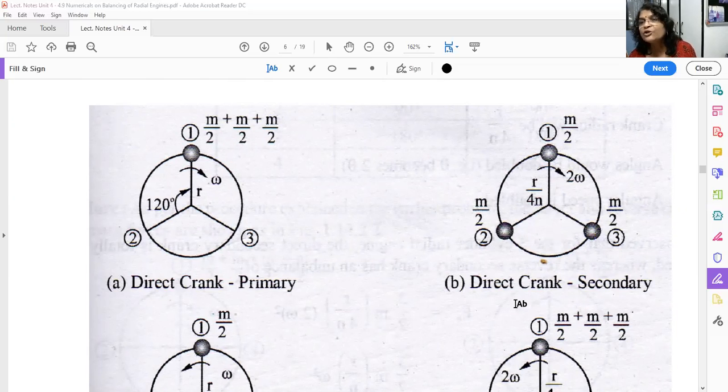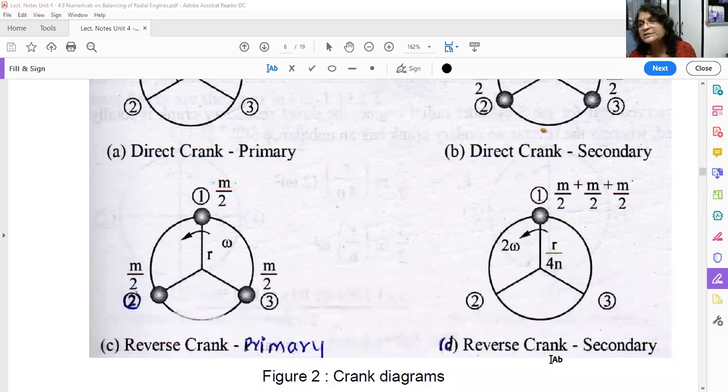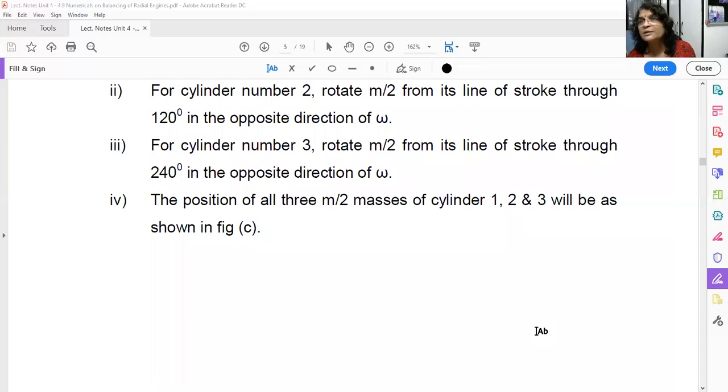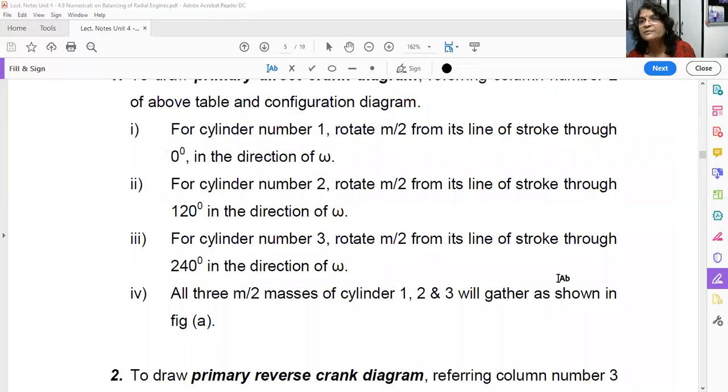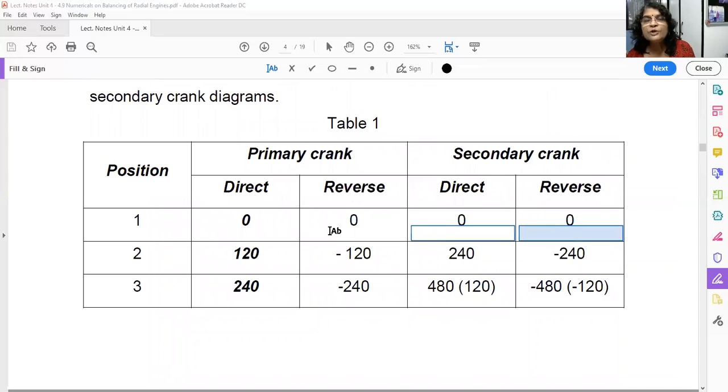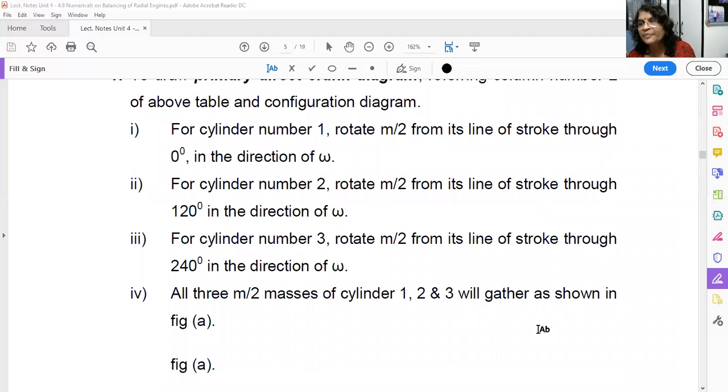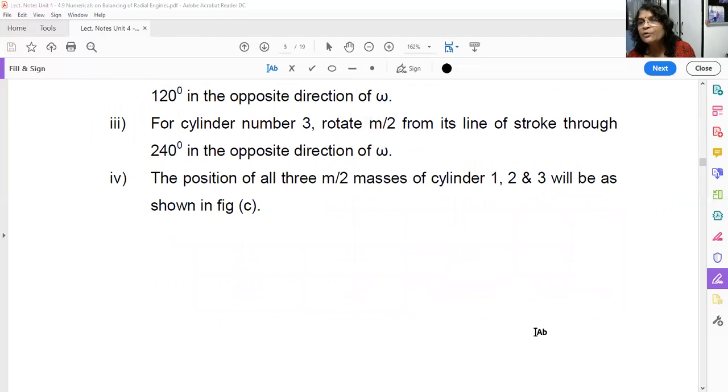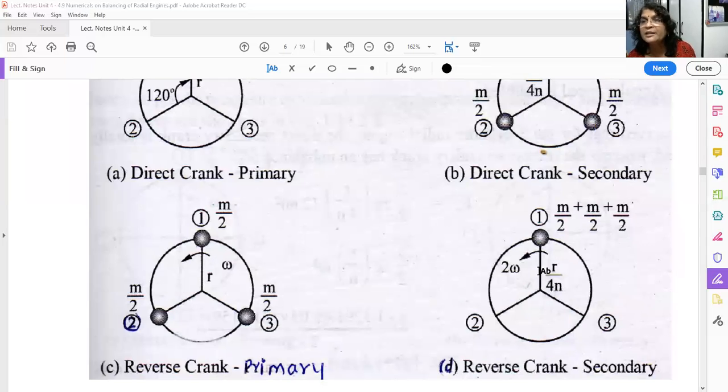Now let us draw the reverse crank diagram for the secondary crank. You have to refer to the last column, column number 5, this one. So what you have to do is rotate cylinders number 1, 2, 3 by angles 0, 240 and 120 in the opposite direction of omega. So let us see here. Fourth diagram. See, cylinders number 1, 2, 3 are here. Now cylinder number 1, you have to rotate by 0 degrees. So it will remain here, m by 2.